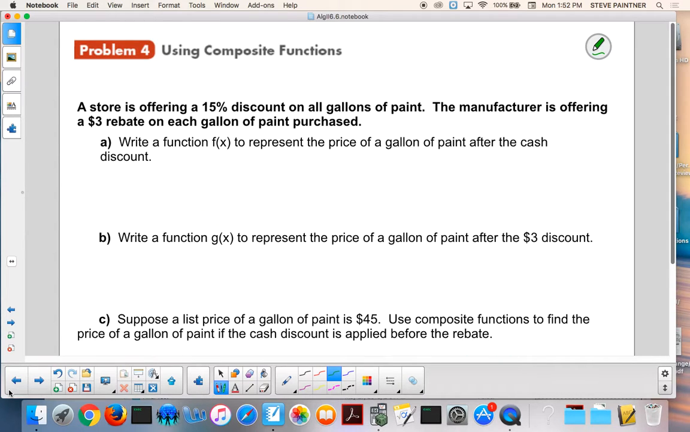And here it is. It's about buying a gallon of paint, okay? It says the store is offering a 15% discount on what? All gallons of paint. So you go buy a gallon of paint at Menards and you get 15% off. What a deal. Good deal. I'll take it. Okay, the other thing it says, the manufacturer, whoever makes the paint, is offering a what? $3 rebate on each gallon of paint purchase.